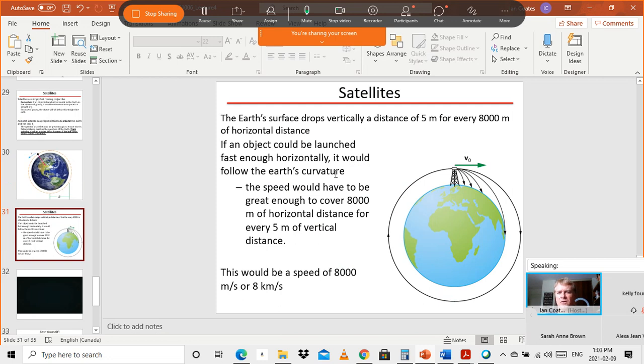Basically the same thing. The Earth's surface drops vertically a distance of 5 meters for every 8,000 meters of horizontal distance. If an object could be launched fast enough horizontally, it would follow the Earth's curvature. And you have a look here. You've got to break that, the whole idea of falling into the Earth. That's why a rocket needs so much fuel to break the Earth's gravitational field and to get out here. And as long as it keeps moving, it'll stay out here. But the minute it slows down, it'll just crash right into Earth.